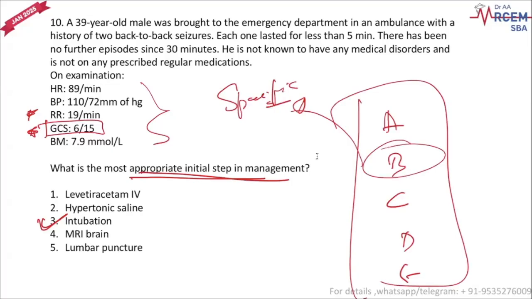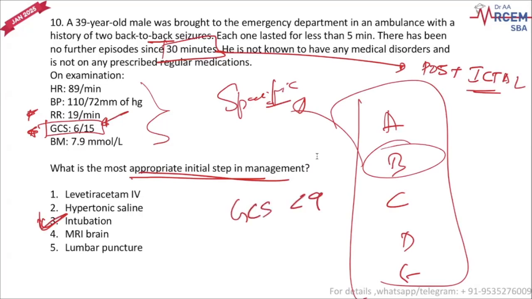What is important here? The seizures have already subsided, but it's been 30 minutes, so it cannot be considered post-ictal drowsiness. If it lasts for a very long time, it's better to intubate because the reflexes will be lost. He can aspirate at any point of time. For that reason, prophylactic intubation is required. A GCS of anything less than 9 is always an indication for intubation, which you need to remember.